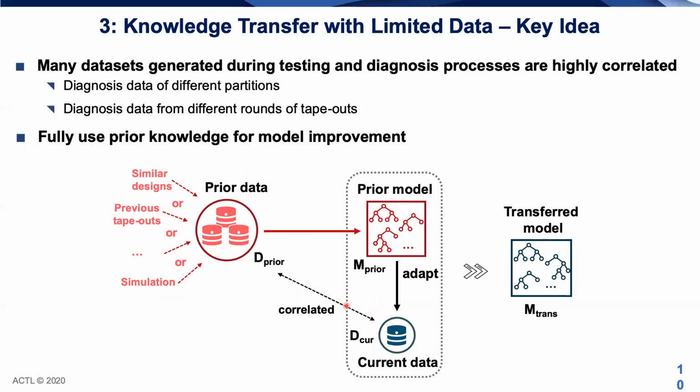We suppose the current data at hand is quite limited, but we have a bunch of prior data which is correlated to the current data. The prior data are supposed to be sufficient in amount for training a good prior model, which encodes the prior knowledge. Then the prior model is adapted to the current data for a transferred model. Because this transferred model combines both prior knowledge and the information from the current data, it is supposed to have a better performance than the model that is trained purely on the current limited data.